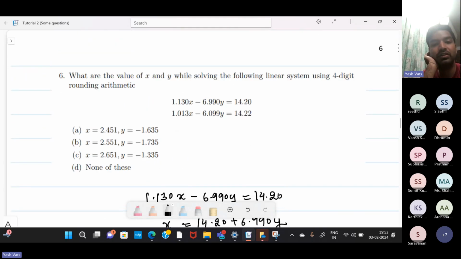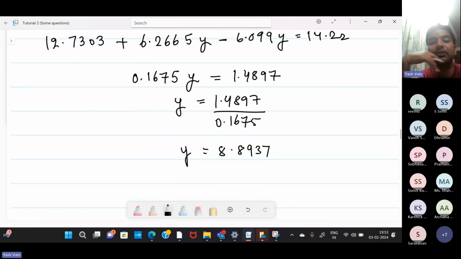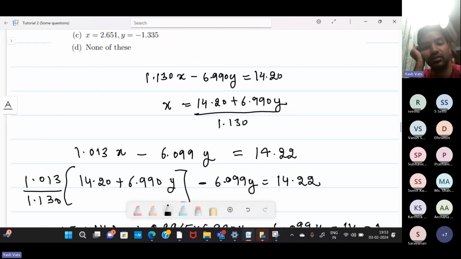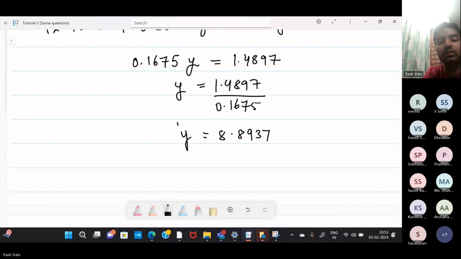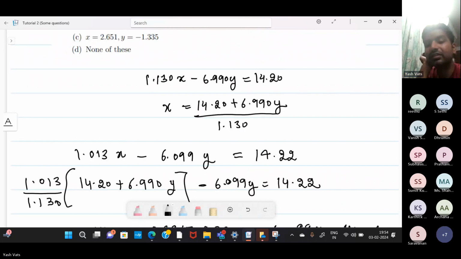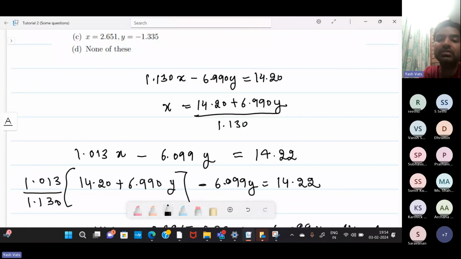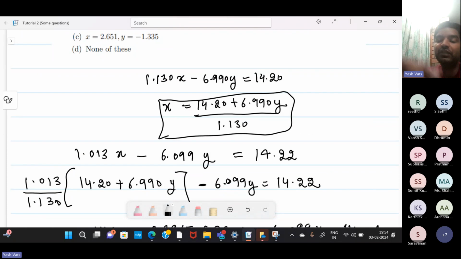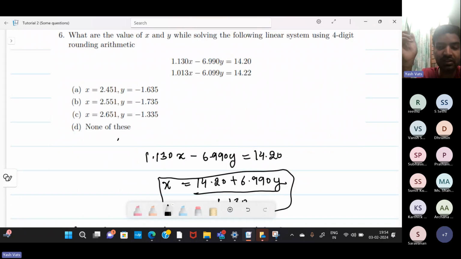Is it there? No, it's not here. The options may be problematic. So y is 8.8937. These three options don't match this. Please check with me if the calculations are right. And this x you can easily find by substituting the value of y, and at each step make sure that you are using 4-digit rounding arithmetic. So maybe none of these, right?